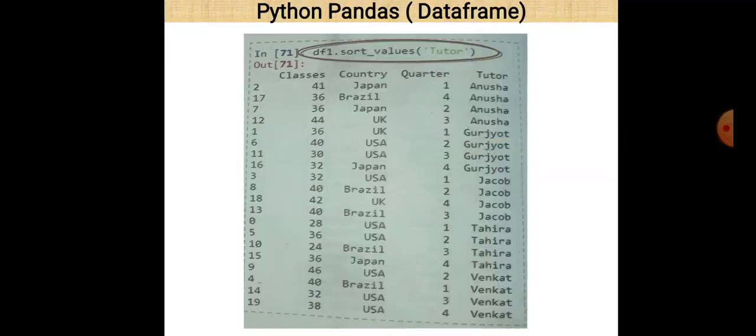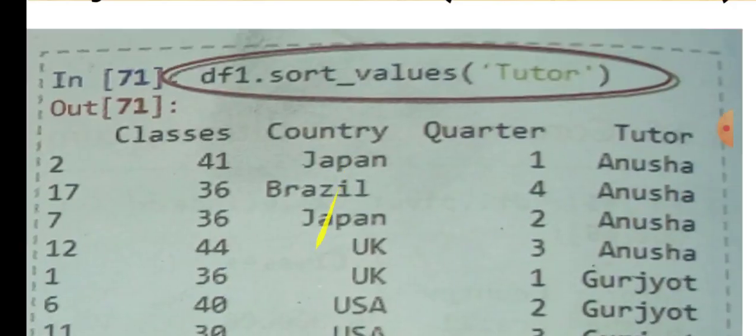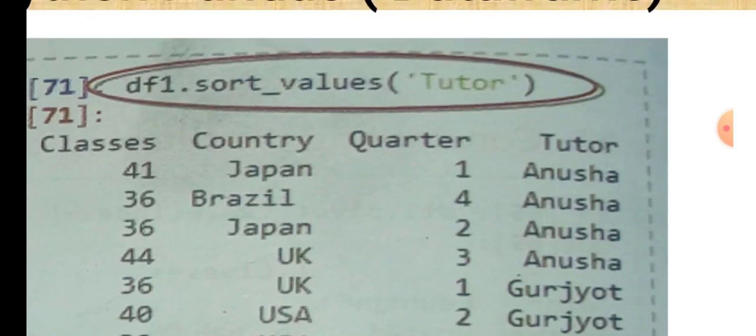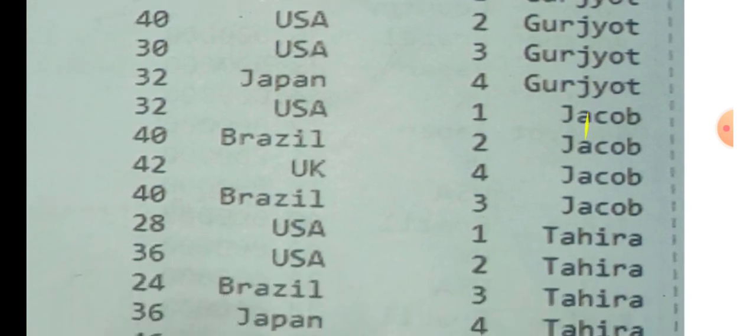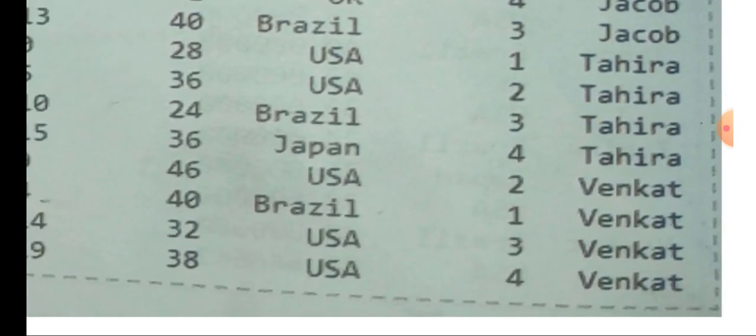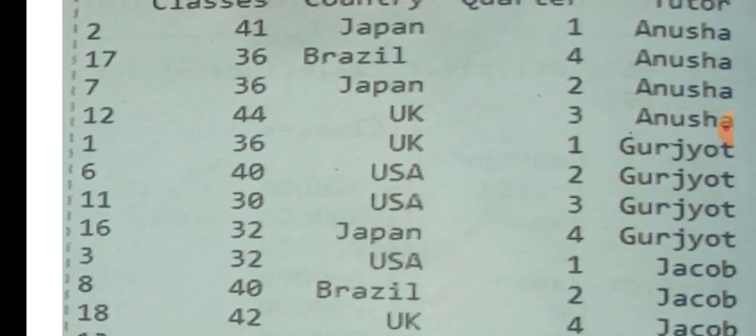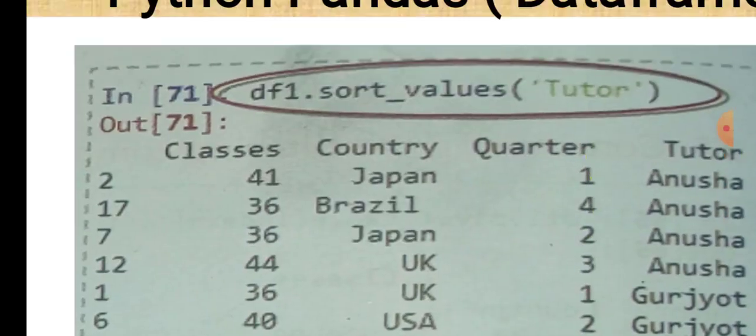Then this is our second example. In this you can easily see that data is sorted according to tutor. Anusha comes first, then Gurjot, then Jacob, then Tahira, then Venkat. So data will be sorted according to tutor. Whatever value is given within the parentheses is considered as the first parameter value, and according to that, data will be sorted in the sort_values function.